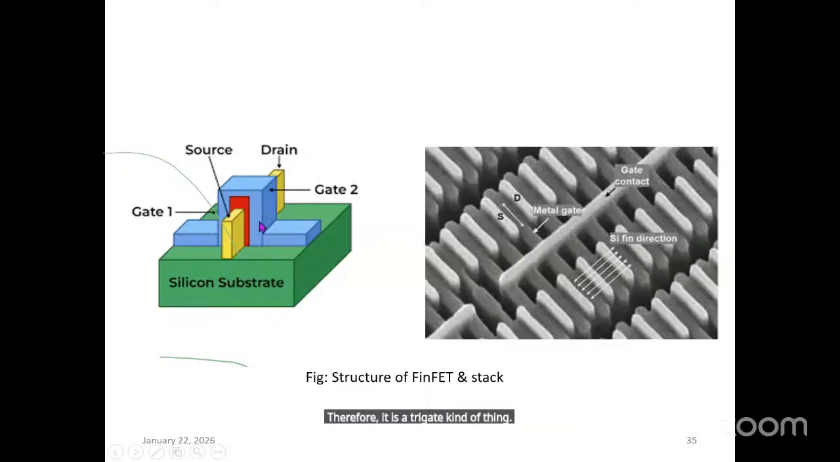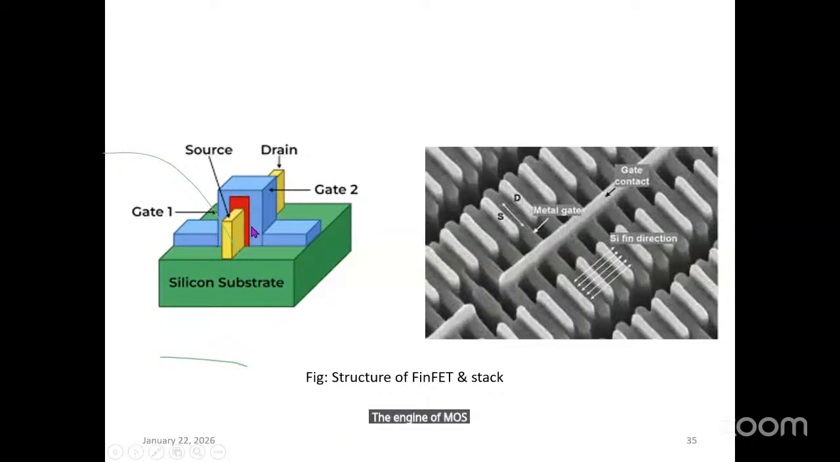Why is this structure made? Because if the whole channel is surrounded by the gate on three sides, not four, on three sides, then the control on the drain current can be easily obtained. Anyway, why do we go for the invention of a new device? Our aim, in a simple way, is that the drain to source current should be well controlled by the gate voltage, and that the gate voltage can acquire good control over the channel, over the drain current.